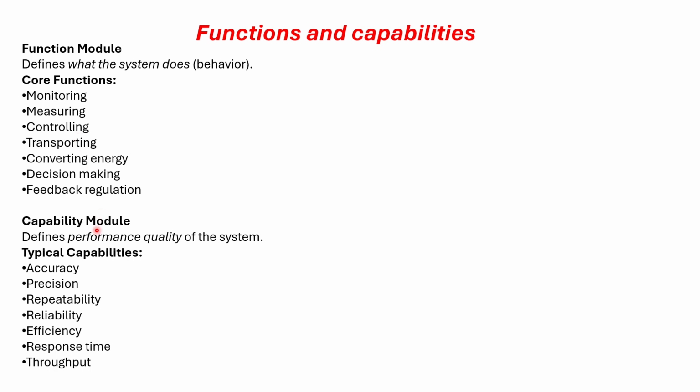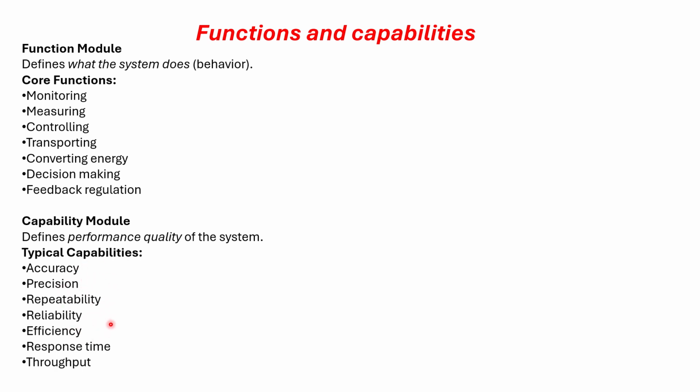Right. Now coming to the capability model, the capability model defines the quality and performance levels of the system. So it mainly deals only with quality and performance level. It describes how efficiently the system performs its functions. These are the major capabilities included: accuracy, precision, repeatability, reliability, efficiency, response time, and throughput. These characteristics determine the overall performance of the engineering system.